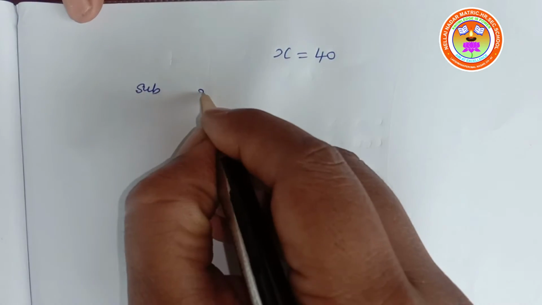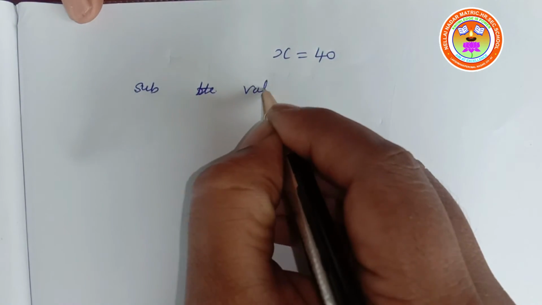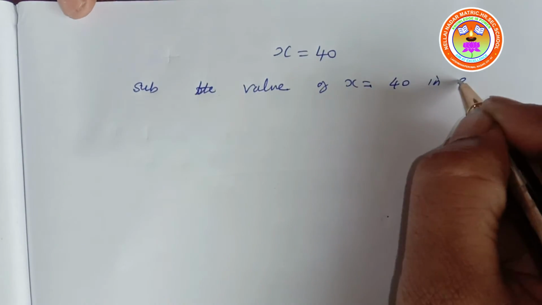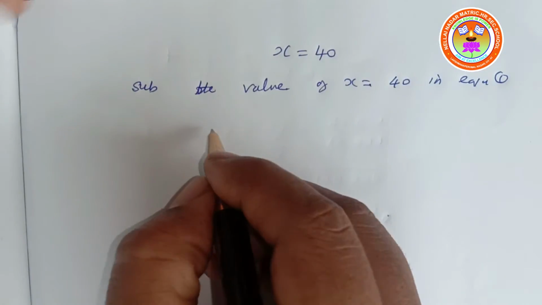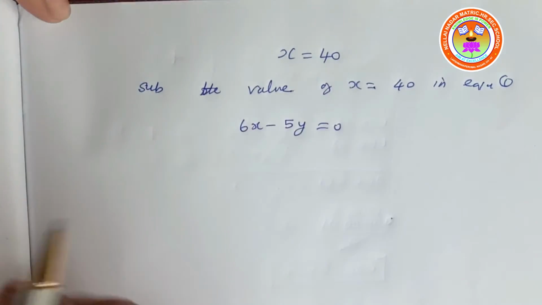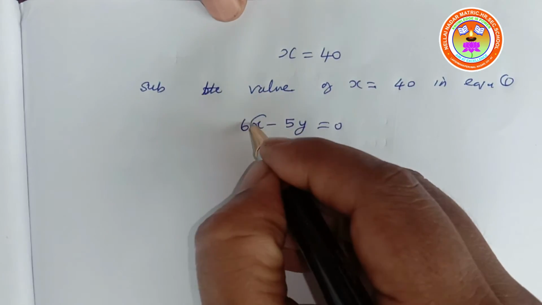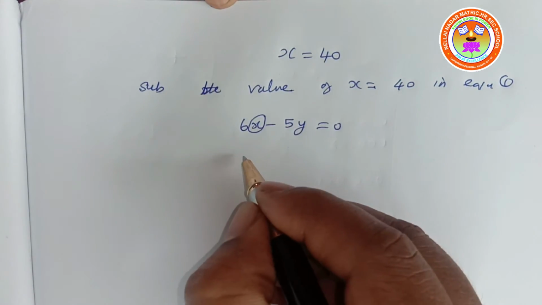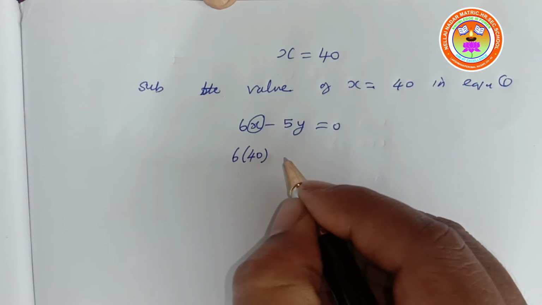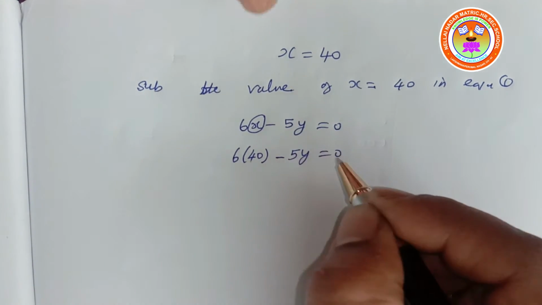Substitute the value of x equal to 40 in equation 1. First equation is what? 6x minus 5y equal to 0. Right? So wherever x is there, you put what value, 40. 6 into 40, x as 40, 240 minus 5y equal to 0.